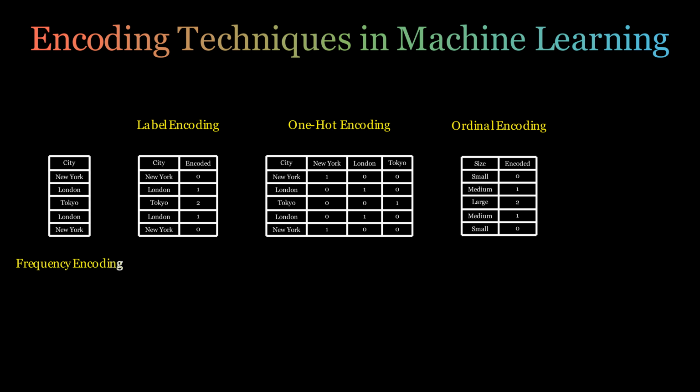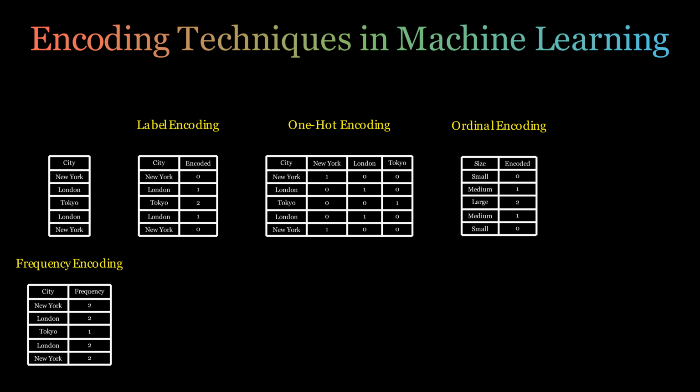Frequency encoding replaces categories with their frequency in the dataset, reflecting their prevalence. Use frequency encoding when the frequency of categories is meaningful and can provide useful information to the model.